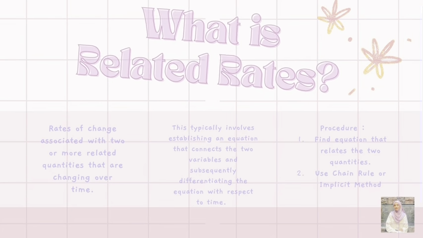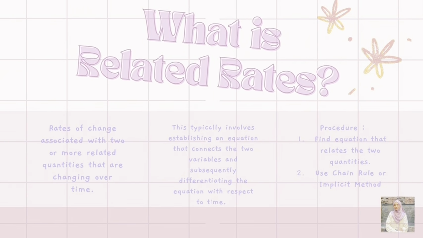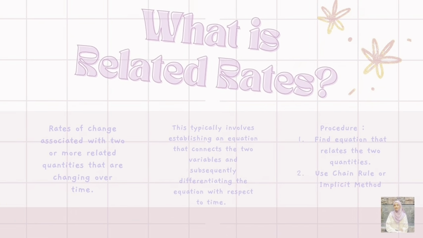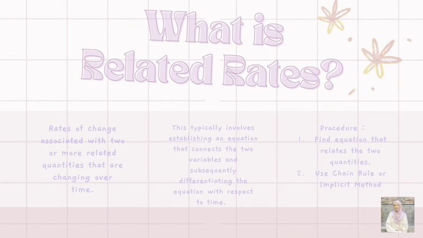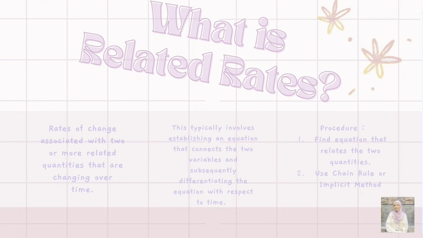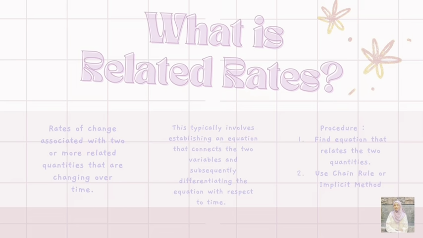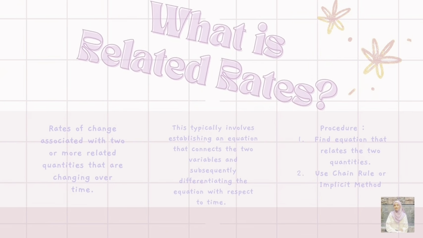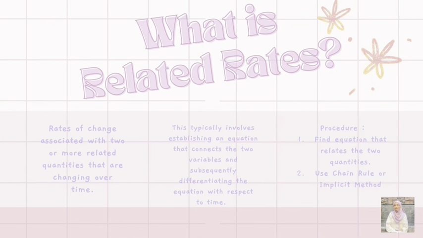Before we proceed to the question, let us first understand what related rates are. Related rates refer to the rates of change associated with two or more related quantities that are changing over time. This typically involves establishing an equation that connects the two variables and subsequently differentiating the equation with respect to time.